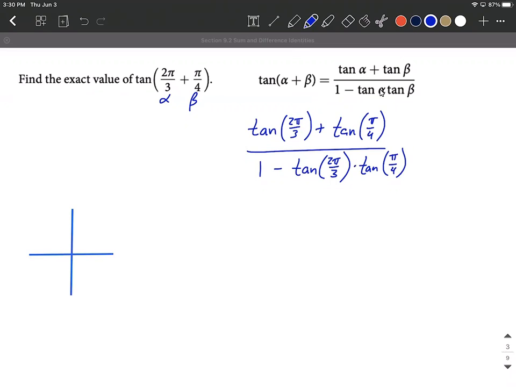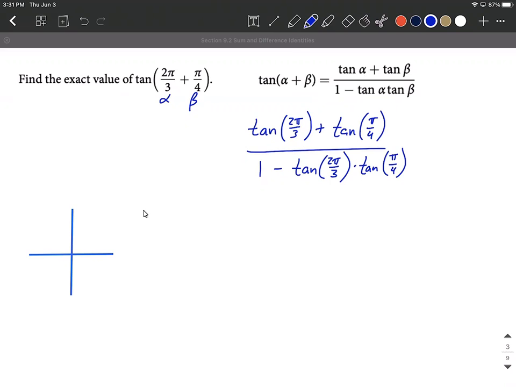All right, so I really just used my formula, filled in the appropriate spots for alpha and for beta. From here, we would like to evaluate this. Now, pi over 4 is one of those angles that's pretty nice, and evaluating it should be pretty easy. The tangent of pi over 4 is just going to give us a 1. However, the tangent of 2 pi over 3 is a little bit more complicated.